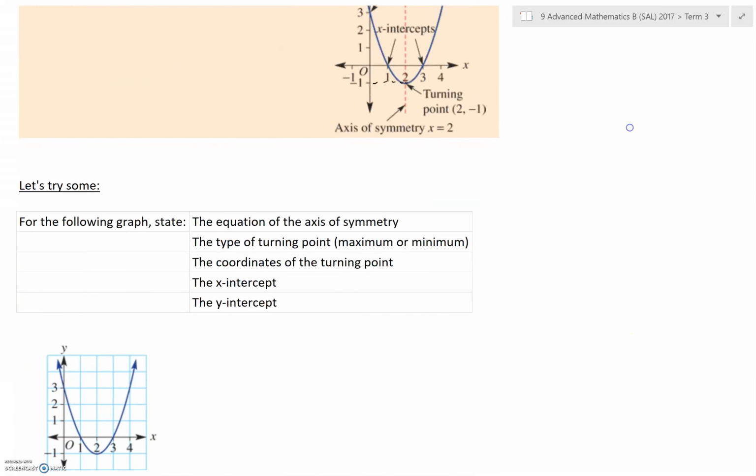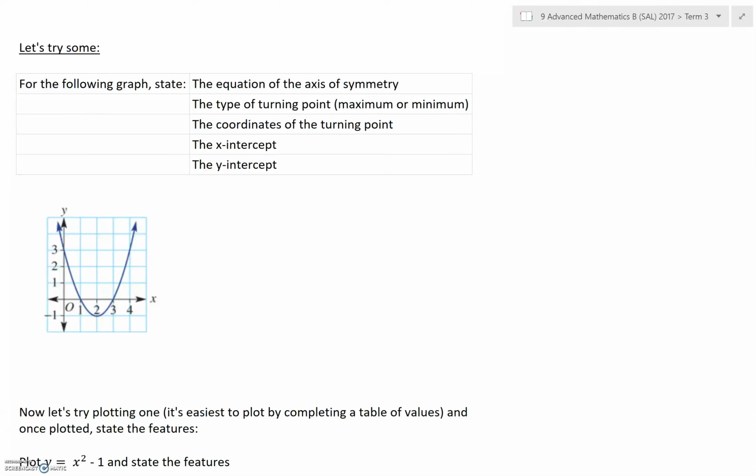So let us have a go at finding the features of a graph that we're given. The things we're interested in, and even if you're not told, you need to understand that this is what you're looking for, is the equation of the axis of symmetry, which you should be able to find because we've done that so many times now. It's usually an x graph or a y graph, so it only cuts one of the axes, usually x. Then the type of turning point, is it a maximum or a minimum, the coordinates of that turning point, and the x and y intercepts.